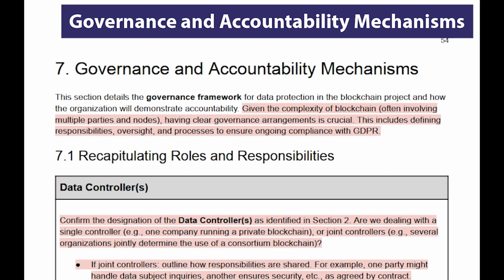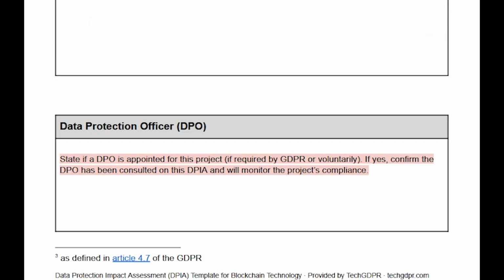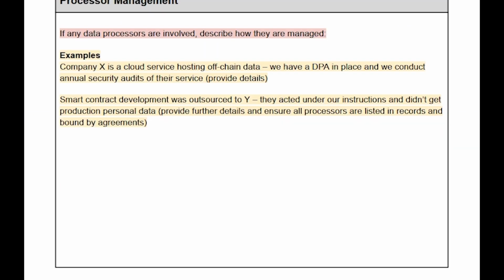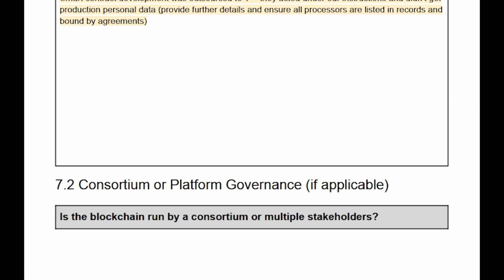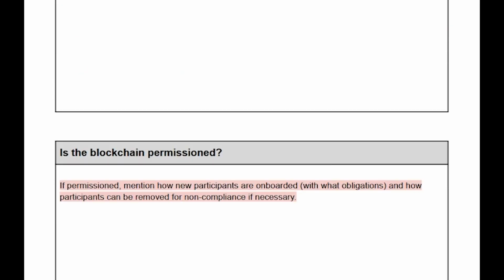Section 7 details governance and accountability mechanisms. This section helps define internal rules and establish consortium governance where relevant, maintain documentation, cooperate with regulators, and continuously monitor and improve privacy measures. The subsections considered in this section are recapitulating roles and responsibilities, such as the DPO, consortium or platform governance, if applicable. If not, feel free to remove this section.